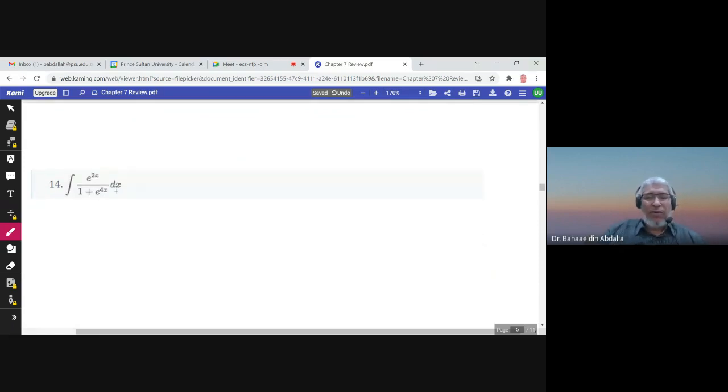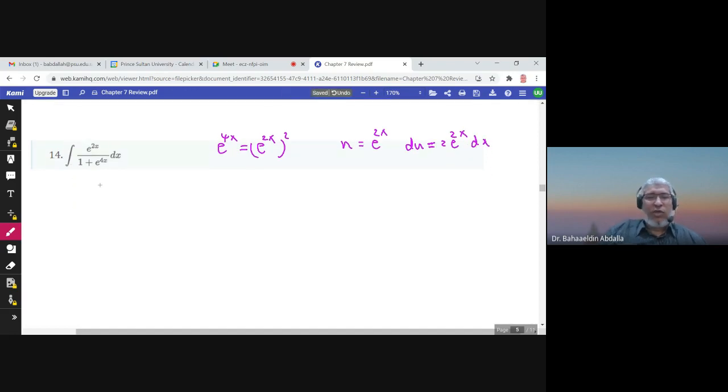Now I have e to the power 2x, e to the power 4x. e to the power 4x is e to the power 2x squared. So if I take u as e to the power 2x, then du would be e to the power 2x times 2, the derivative of 2x. And in this case, I need 2 here and half outside. So this would be equal to half integral.